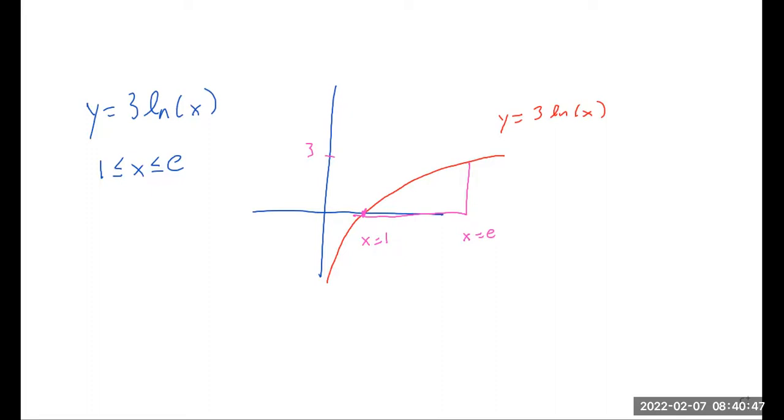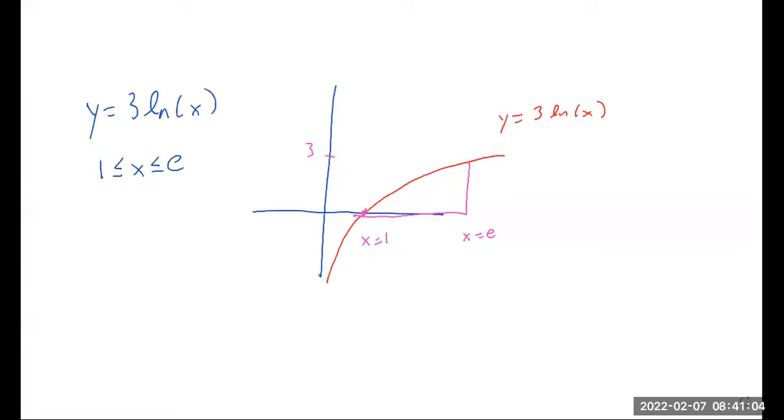And then we want to rotate this about the x-axis. All right, so we're going to go around the x-axis. Oops, sorry, hit the wrong button. So we're rotating this way. All right, so there's our picture.